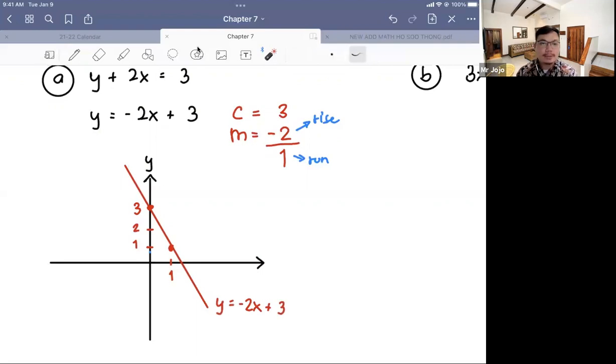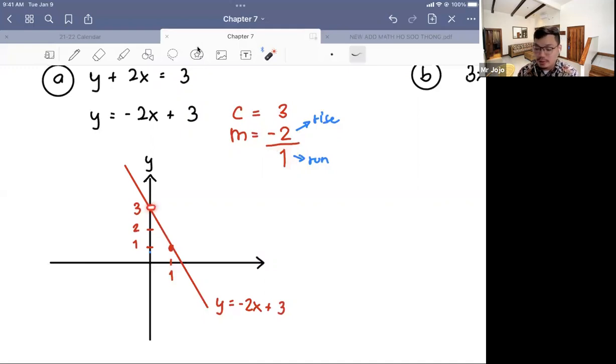Any question, class? Again, let me repeat this part. I know this is the tricky part. Now we use the gradient to locate our second point. We begin with our y-intercept, which is 3. Again, the number on top tells you whether you go up or you go down. If it's positive, you go up. If it's negative, you go down. And then the number below tells you whether you go left or right. If it's positive, you go right. If it's negative, you go left.